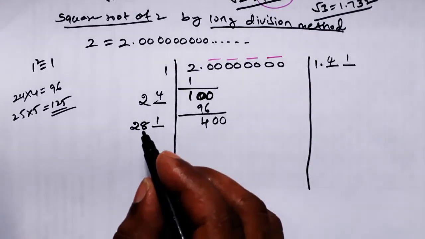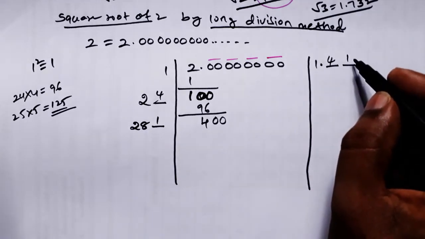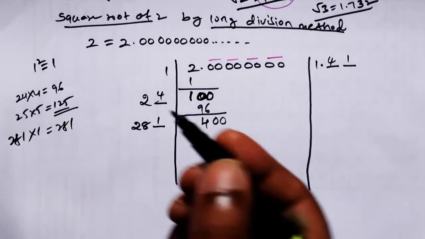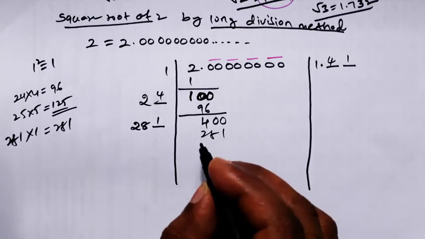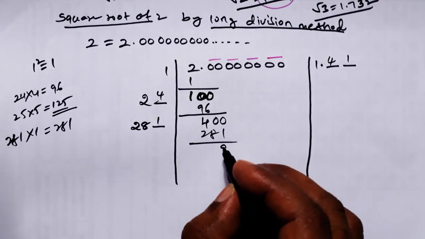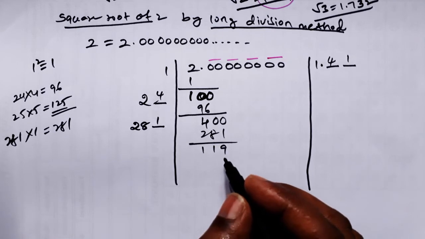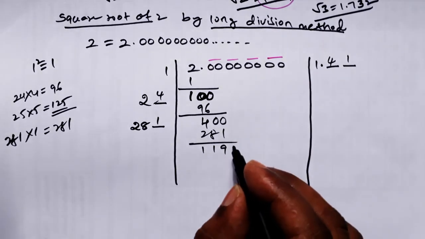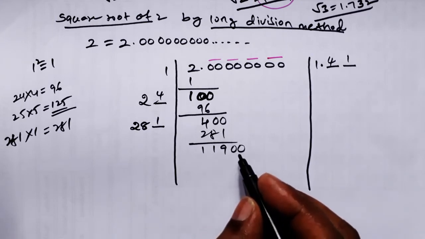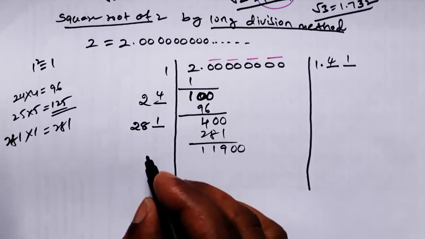Then we multiply: 281 into 1 is 281. I wrote 281 here. Now do the subtraction: we got 119. Again the same process. Carry 2 zeros here, and it becomes 11,900.